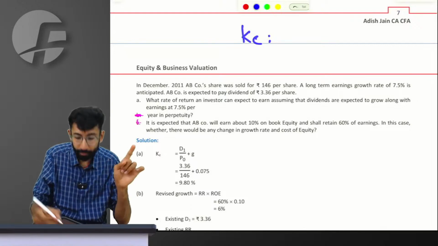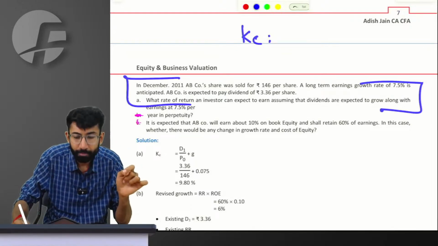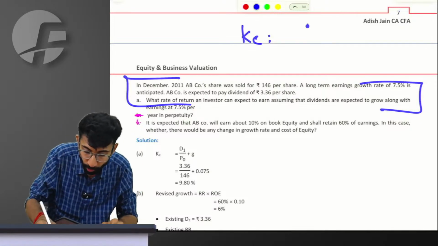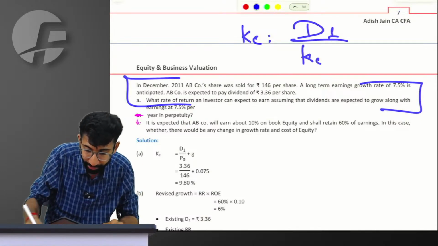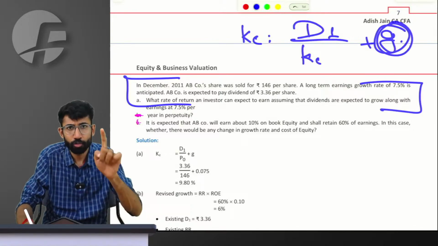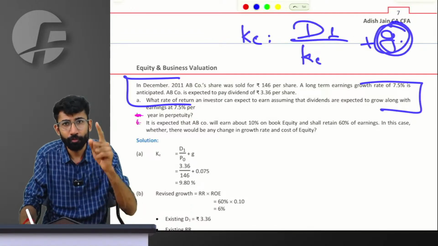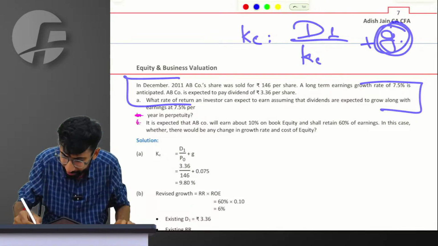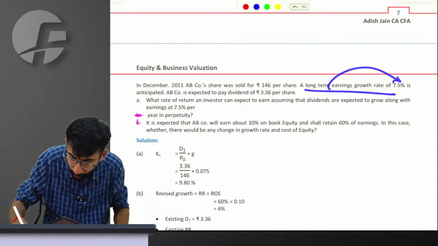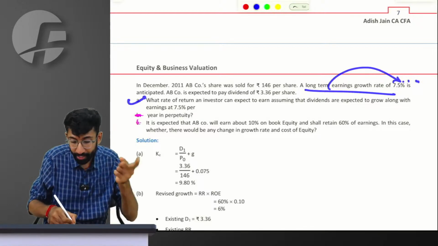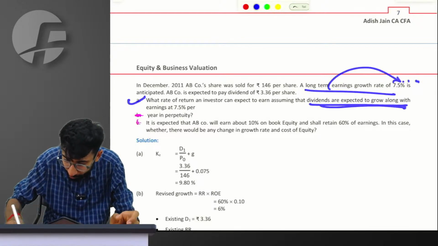First, CAPM. Given the data, can you apply CAPM? No, sir. No RFRM given. What was the next priority? Sir, Gordon's model, that was D1 divided by KE plus G. Which growth rate do you need? Growth rate of earnings or growth rate of dividend? Clarity of concepts, tell me which growth rate do you need? Dividends, right? What has examiner given? Growth rate of earnings.